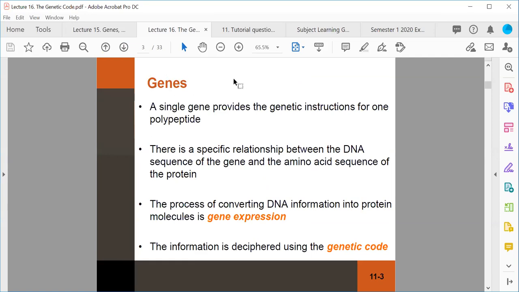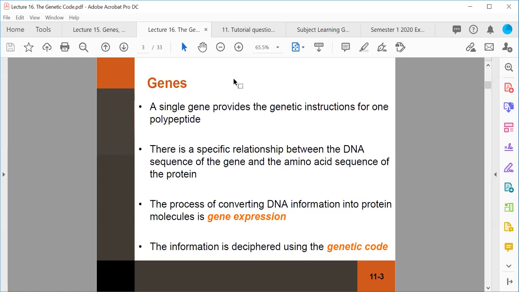Can anyone give me an idea of what you think? How could we define very simply what a gene is? Obviously genes are found in the DNA, but what exactly is a gene? Who has some ideas about what a gene actually is? Coding segment of DNA, yes. What is it coding for?